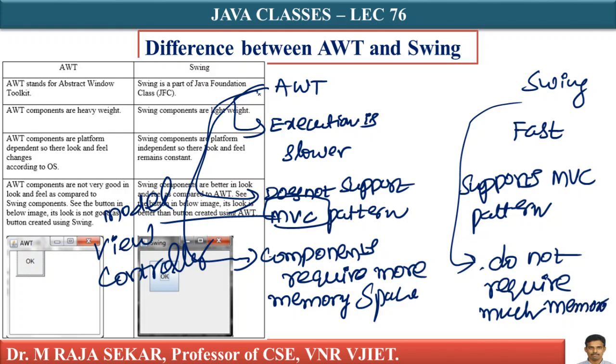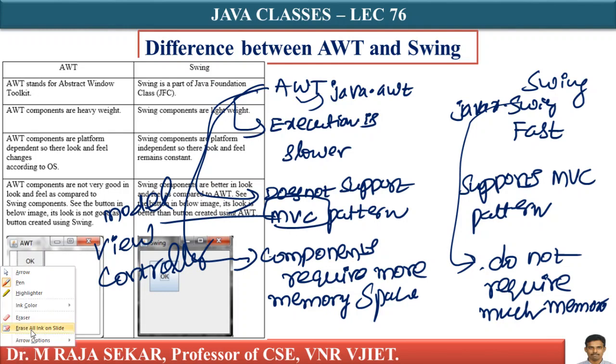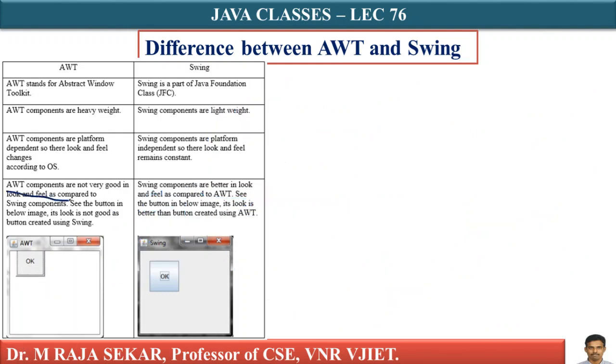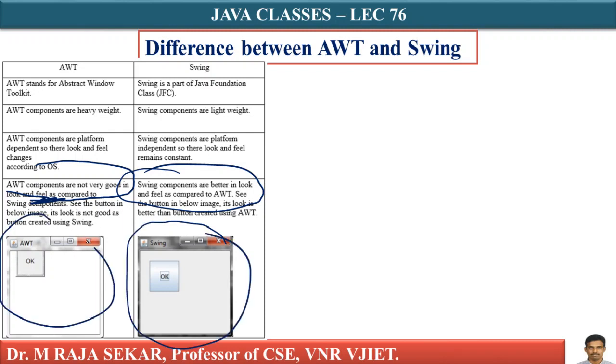In the case of AWT, the programmer has to import the package java.awt, whereas in Swing, as I already discussed, javax.swing. I will discuss these concepts with proper illustration and appropriate programs so that you can understand. AWT components are not very good in look and feel, while Swing components have a better look and feel. Anyway, just go through these differences.